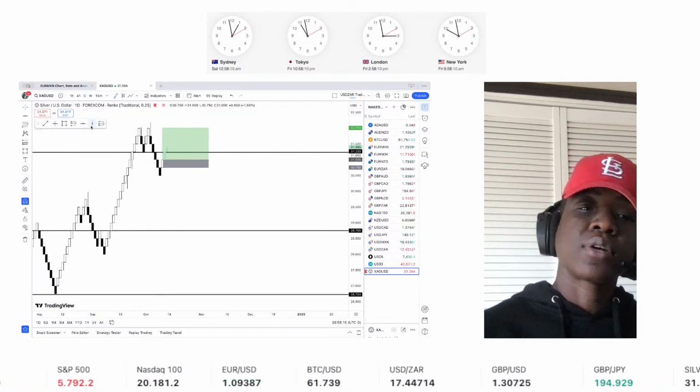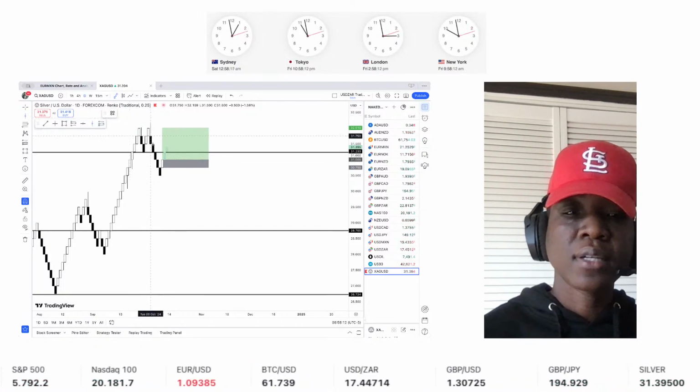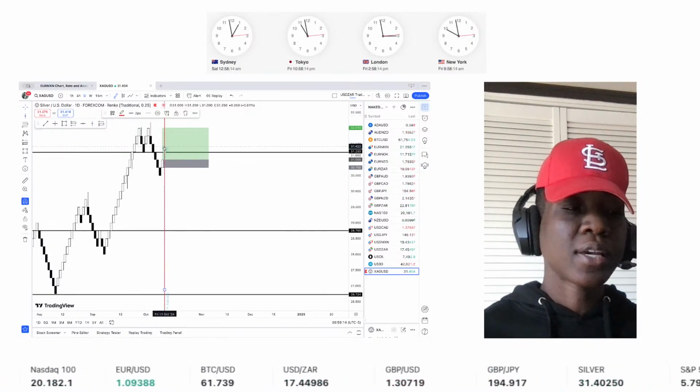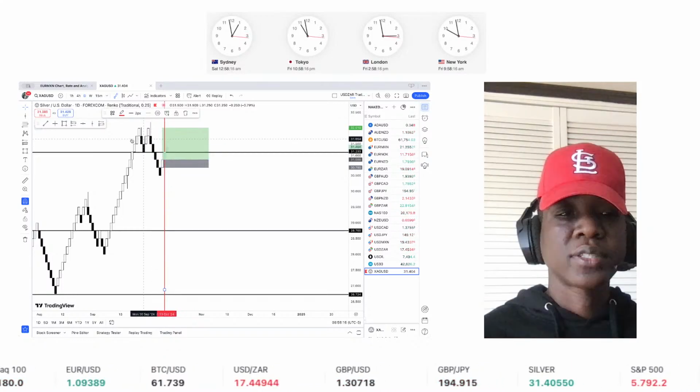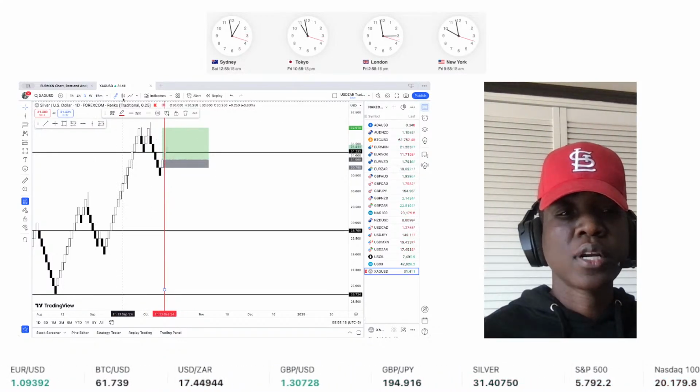I love Renko, but nobody's telling you about Renko. You know why? They're keeping it to themselves. They're gatekeeping. I don't gatekeep. Renko is so nice. So boom, you go here, and then let's look at the chart.